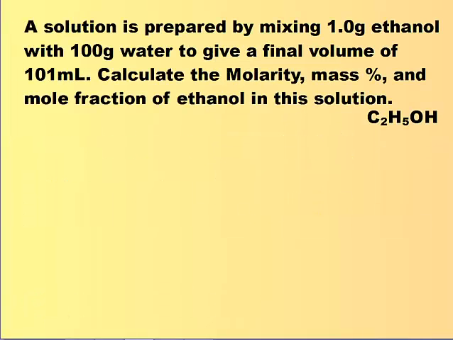So here we have a solution of 1 gram of ethanol. Ethanol is C2H5OH. It is mixed with 100 grams of water. Our final volume is 101 milliliters. Go ahead and pause the video and calculate your molarity, mass percent, and mole fraction. Restart when you have your answer.